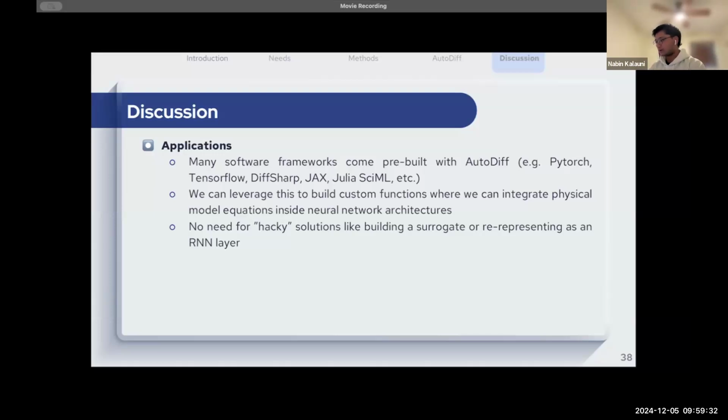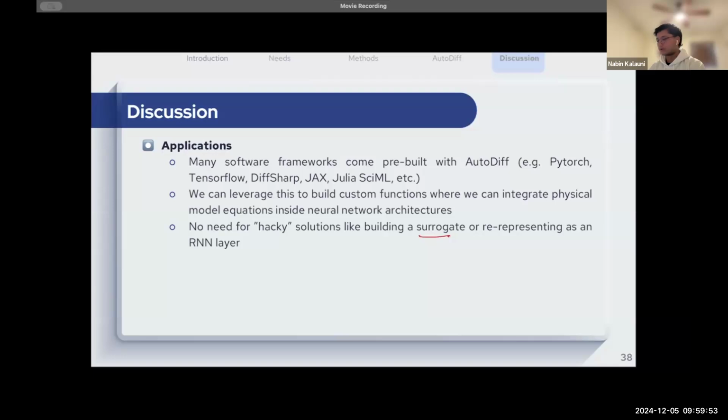So now what we can do, when we're trying to do our physics and neural network integration, is write our own functions. And essentially the AutoDiff will handle everything inside and calculate all the gradients, and we can now do backpropagation and train everything all at once, end to end, right? So what we were seeing in some of our papers is that one of the papers used a surrogate.